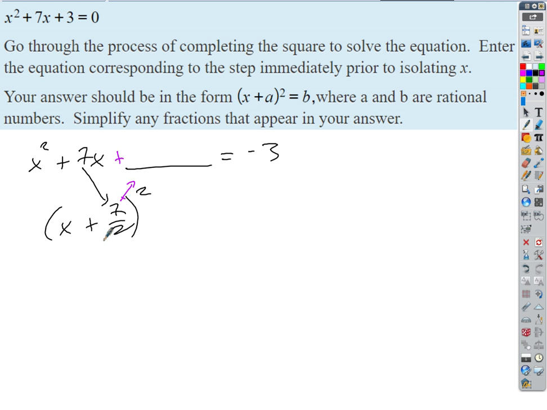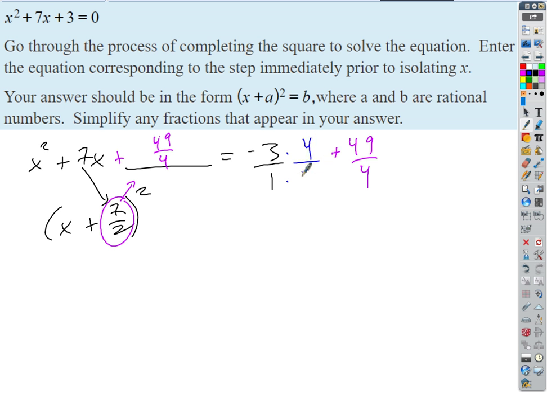Whatever that is, squared, right? So if I square a fraction, that's no big deal. I just square the top and square the bottom. What do I get? 49/4, good. And so all I've got to do is just add -3 plus 49/4. What's the trick? How do I add fractions? Common denominator. Yeah, so I've got to multiply this one by what, top and bottom?